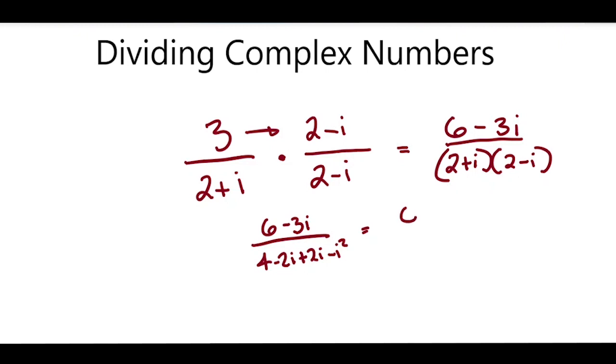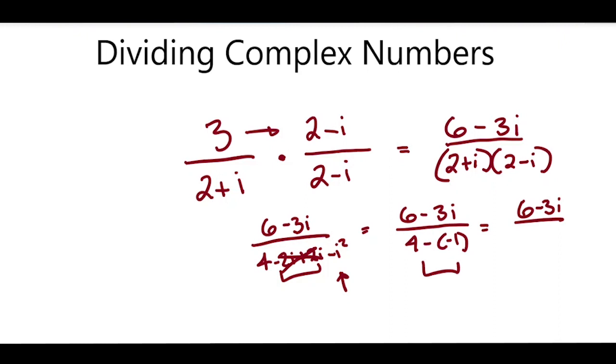Well, on top, I have 6 minus 3i. And on the bottom, you'll notice I have a minus 2i plus 2i here, and those will cancel. And remember, i squared is -1. So I have 4 minus -1. You could simplify this, and it becomes 6 minus 3i over, well, this is 4 plus 1, which is 5.